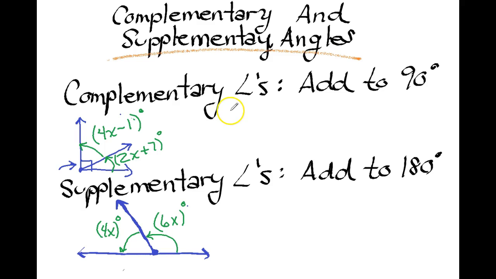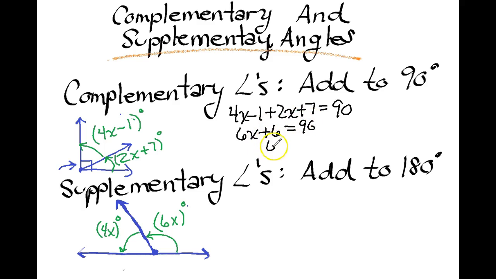So let's solve for those two angles. We get 4x minus 1 degrees plus 2x plus 7 equals 90 degrees. Combine like terms, 6x plus 6 equals 90. Let's solve for x. We get 6x equals 84, and ultimately we get x equals 14.